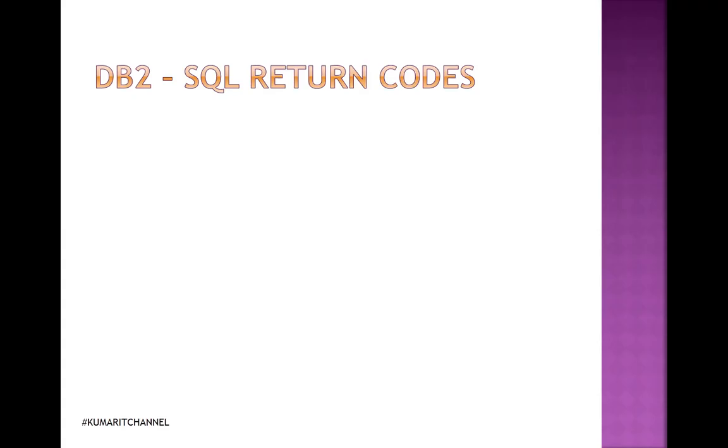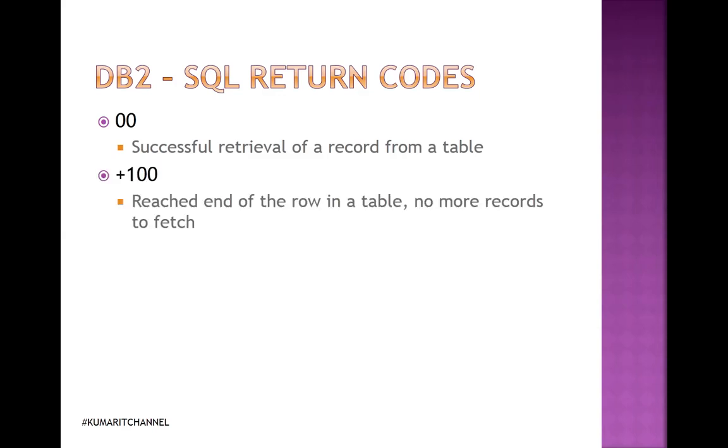Next, coming to the DB2 error codes. If you are working on DB2 SQL, you'll come across these kinds of codes. 00 stands for successful retrieval of a record from the table. This is the one we commonly see. The next one is 100: reached the end of the rows in a table, no more records to fetch. For example, there may be 100 records, you try to fetch all the records from the table, and they have all been fetched.